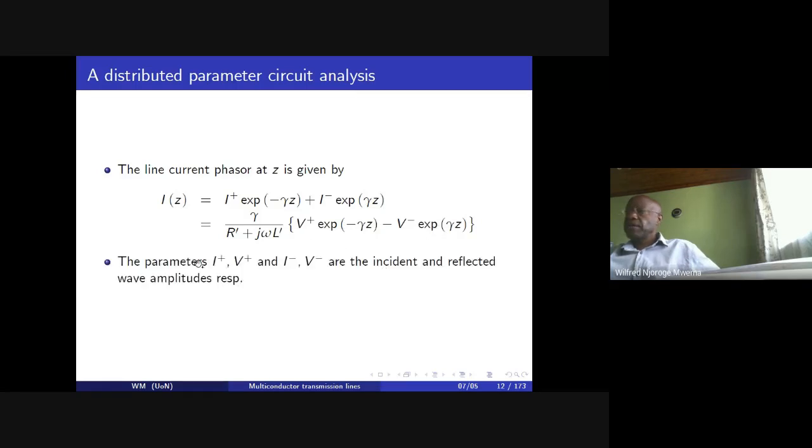And therefore, the parameters I plus, V plus, and I minus, V minus are the incident and the reflected wave amplitudes respectively. And the reason why we are using incident and reflected is because when we started the analysis, we assumed that our current was entering the line section from the left, therefore traveling in the positive z direction, and therefore any current that is moving backwards must be reflected. Okay? So incident and reflected is just because of the structure that we are analyzing.